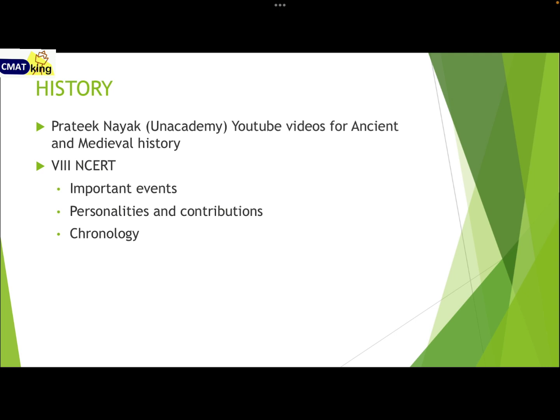And finally would be chronology. They can ask you to arrange events in chronological order. For example, the Morley-Minto reforms, then the Gandhi-Irwin Pact. So you have to know the year for all these major events that happened. And similarly, you can give 5 to 10 minutes daily, prepare a chronology of the major events, and keep on revising them.